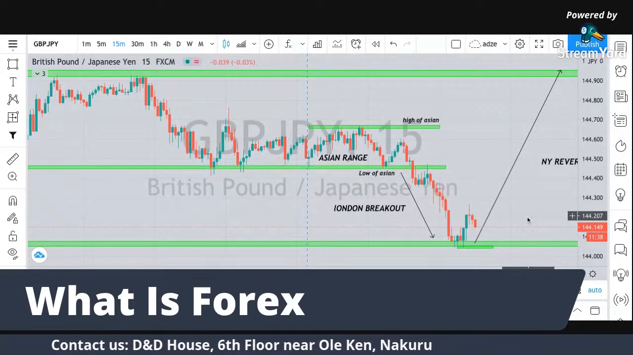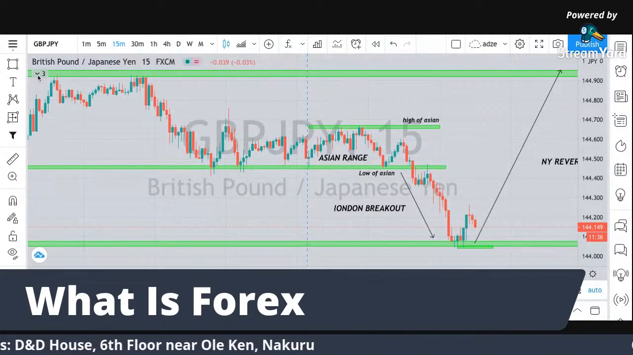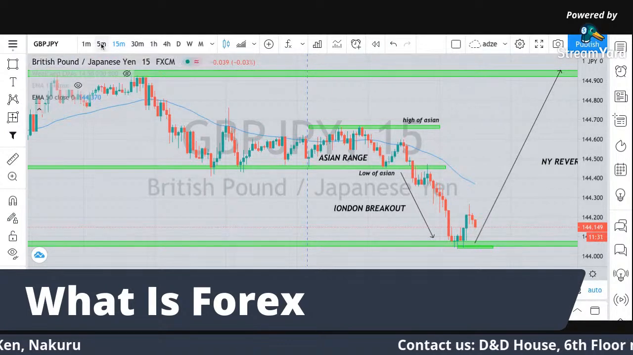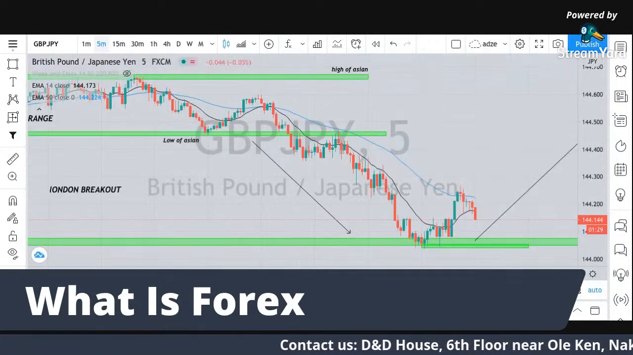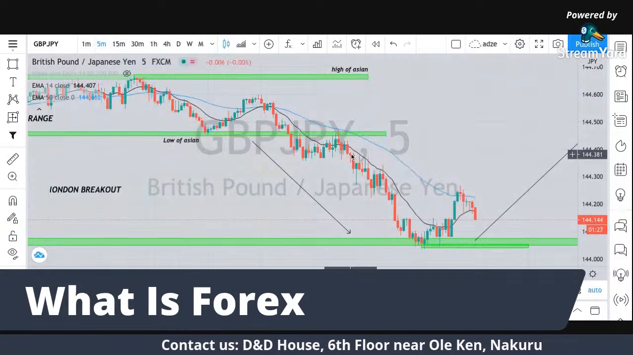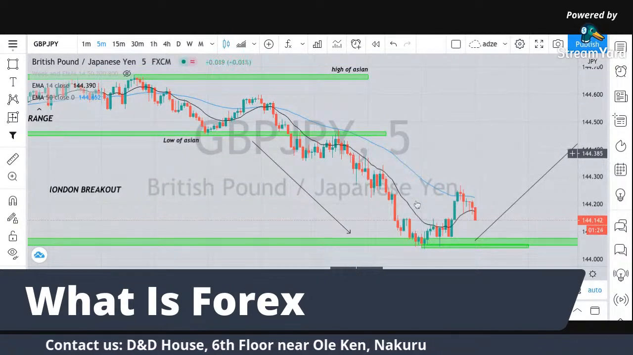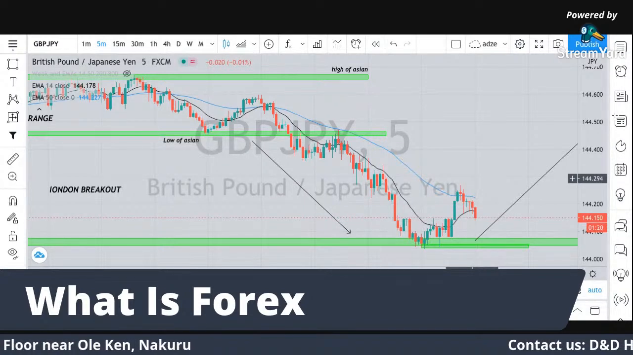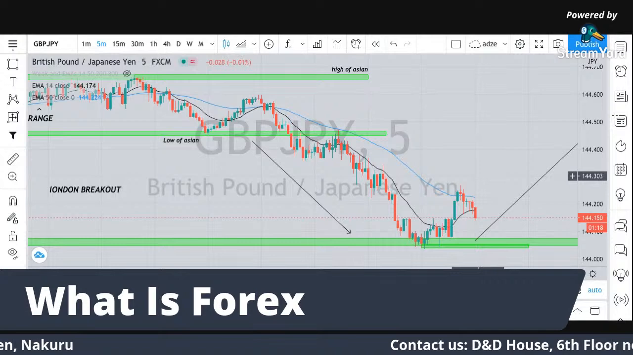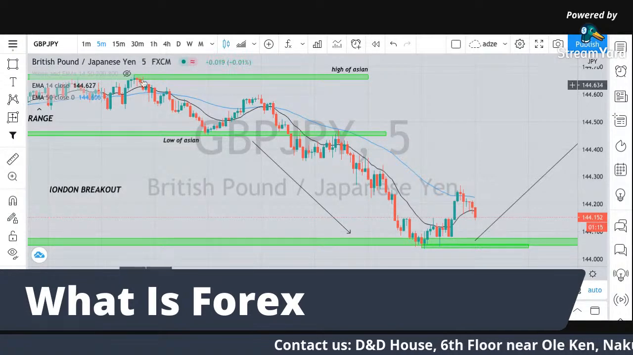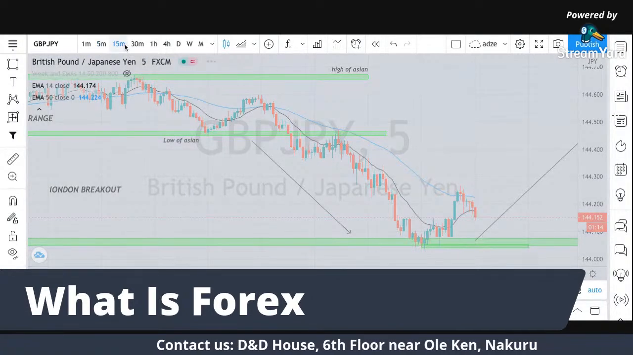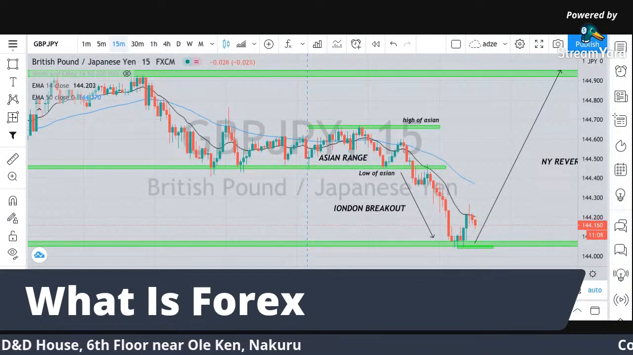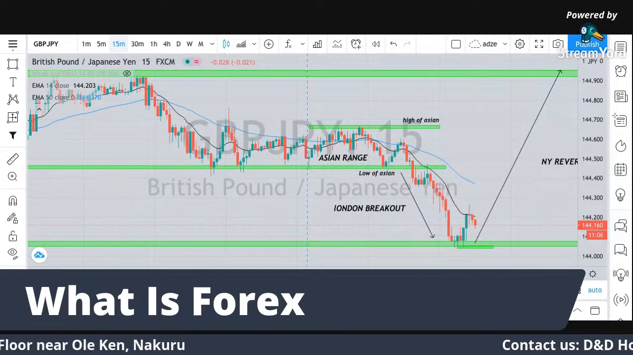So this is the trade we are looking at. Let's throw in the MOS to see if we have an entry. Not yet, we'll wait for price to be above 144.3. If price comes above 144.3, the market has shown its hand that it's going up, that it's reversing.